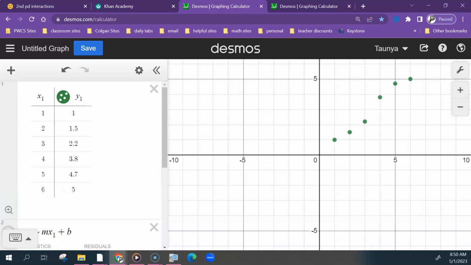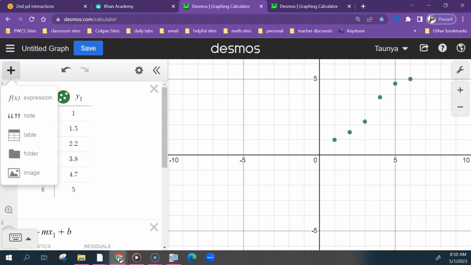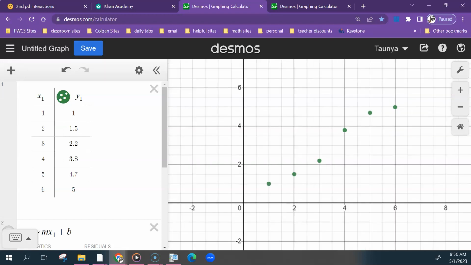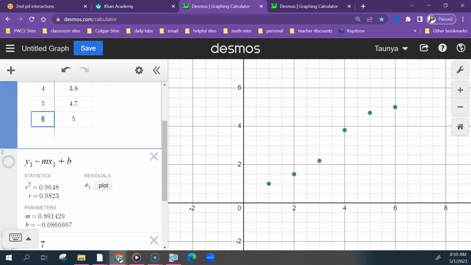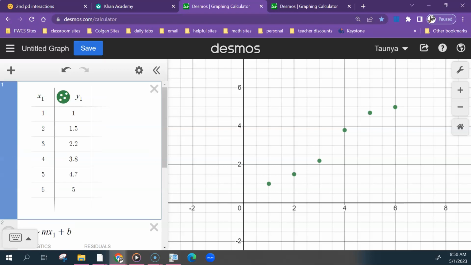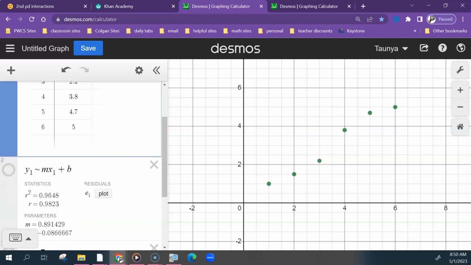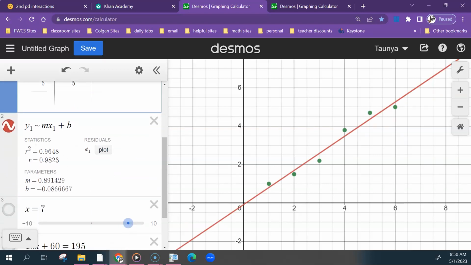Okay, so first, to make your line of best fit, you're going to add in a table, put in your ordered pairs, your points, on the table, and then in the next line, type in y1 tilde, the squiggly line, mx1 plus b. And this would be your equation for number 1.